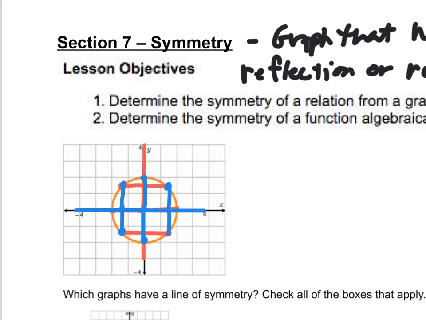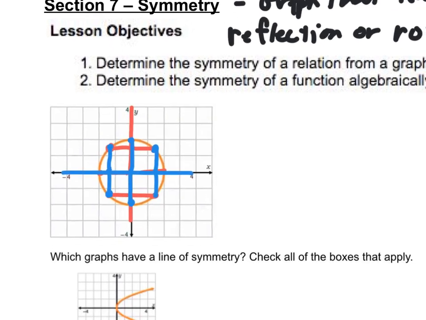The other thing this has is rotational symmetry. We can rotate this figure around, and it will map back onto itself and give us the same figure. So we're just going to explore that and take a look at some of those things.